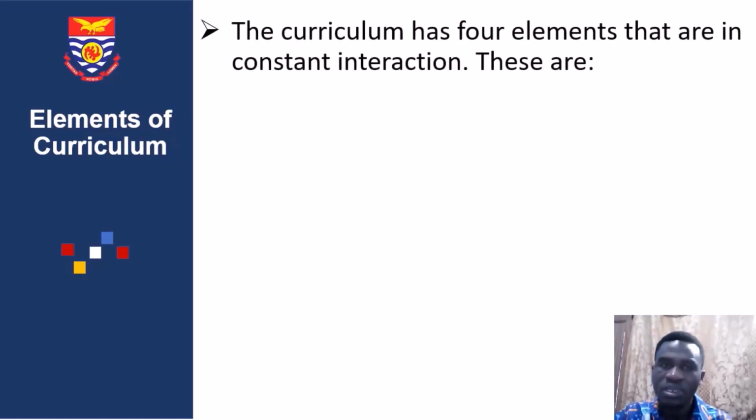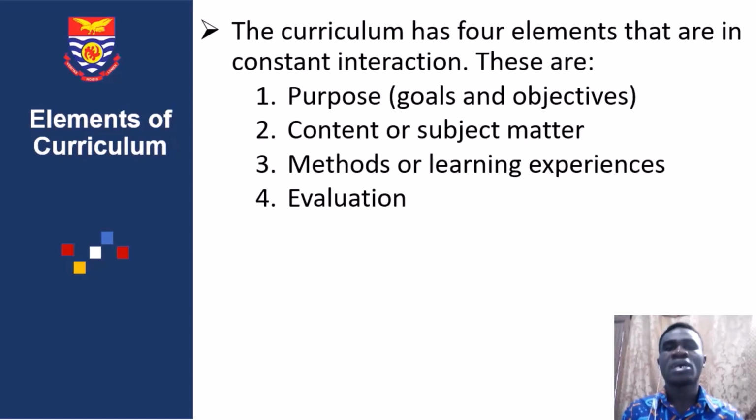Now, let's look at the elements of a curriculum. We mentioned in our objectives that we have 4 elements of a curriculum. And these 4 elements are always in constant interaction to enhance effective implementation of the curriculum. These elements are the purpose, which talks about the goals and objectives, the content or subject matter, the methods or the learning experiences, and finally, evaluation.